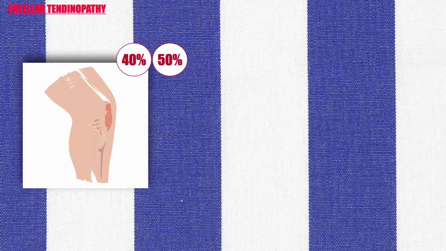There is point tenderness at this site that distinguishes it from patellofemoral syndrome, another common source of anterior knee pain in athletes. Treatment is similar as described for Achilles tendinitis.